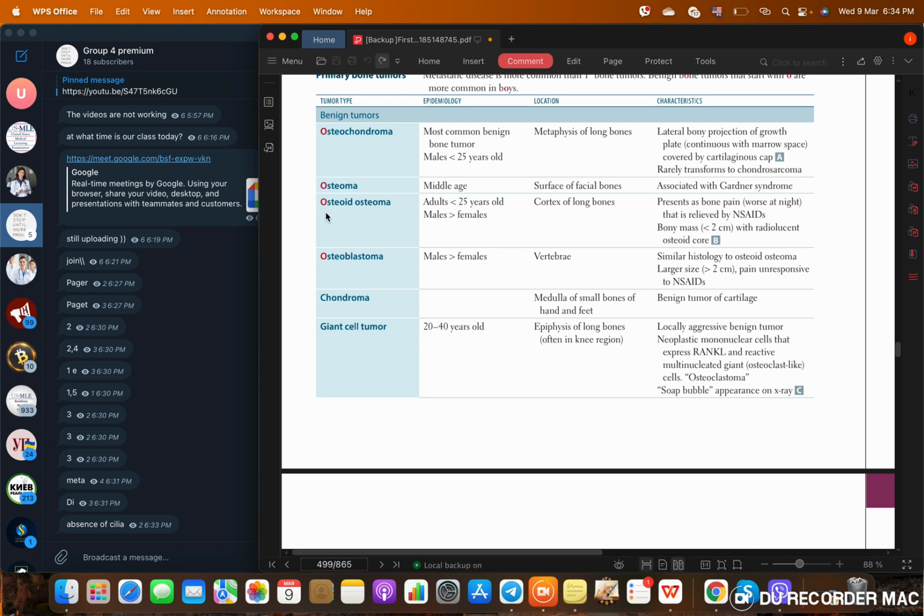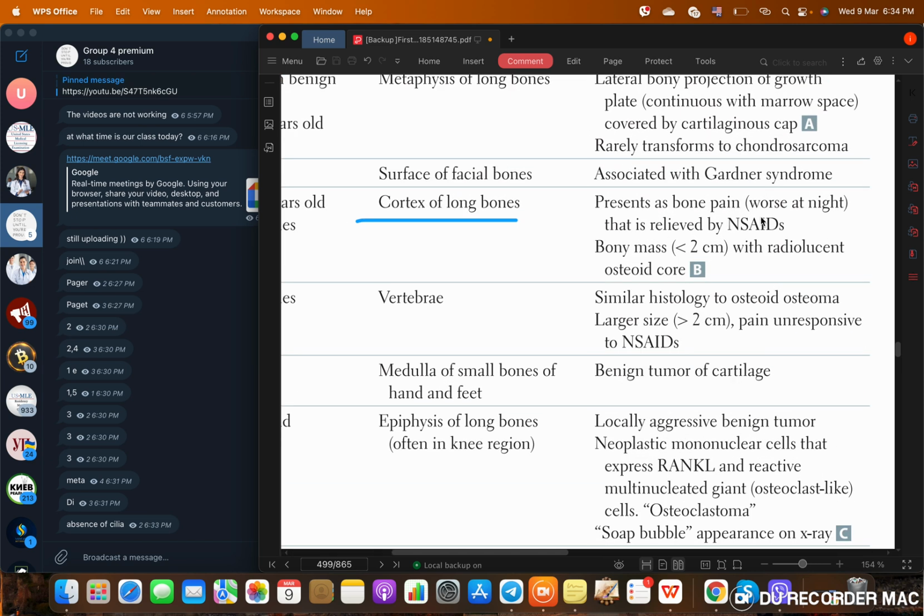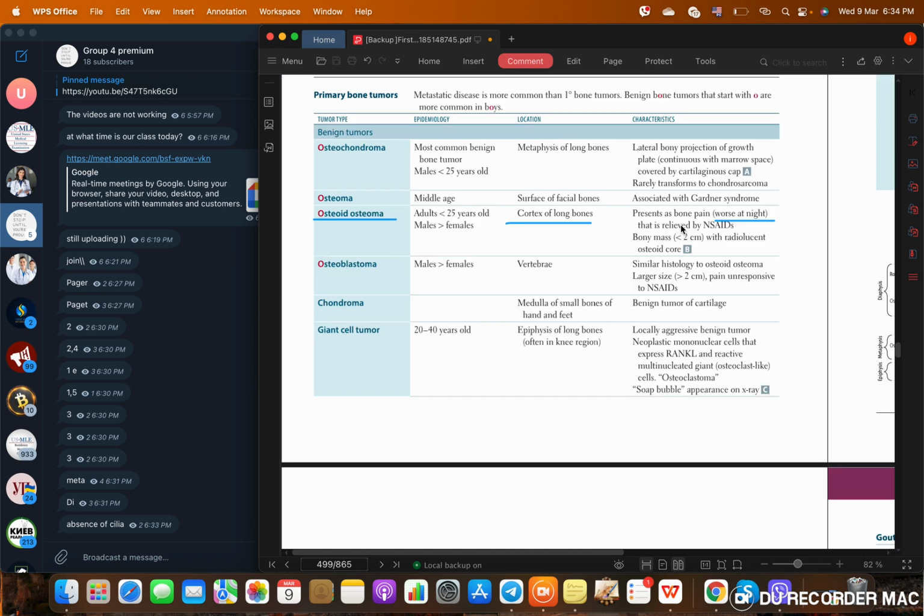Osteoid osteoma, the most important characteristic of this one is the pain. Anyhow, it's in patients less than 25 years old, males more than females. It affects the cortex of the long bone, and there is something interesting about this one. The pain will be worse at night. It's severe bone pain, and it's relieved by NSAIDs. They can mention in the exam that it's relieved by NSAIDs. When you see that, start thinking osteoid osteoma.